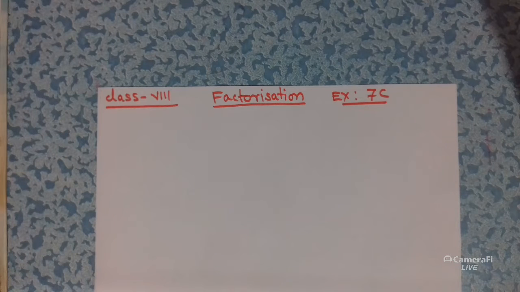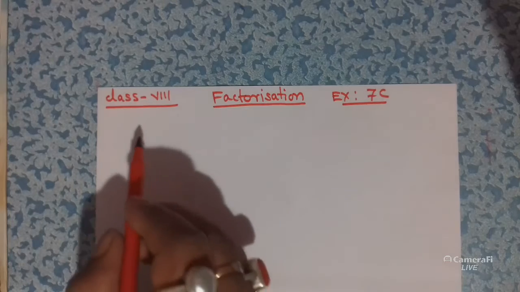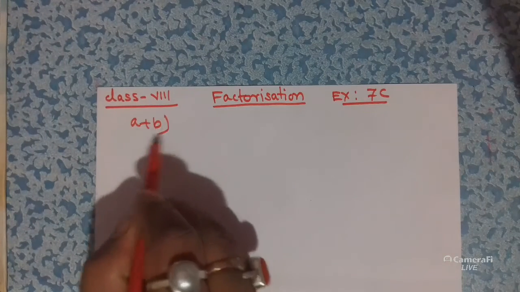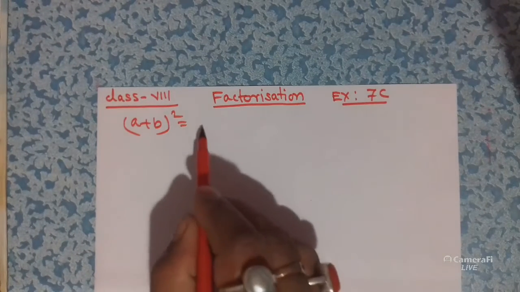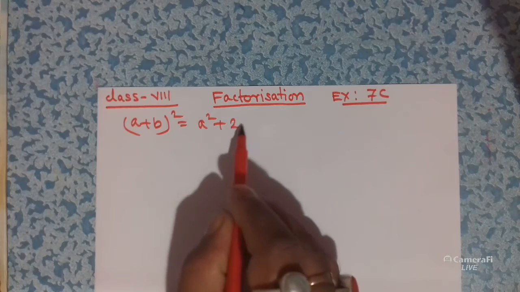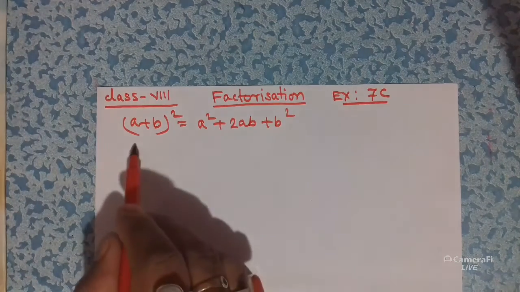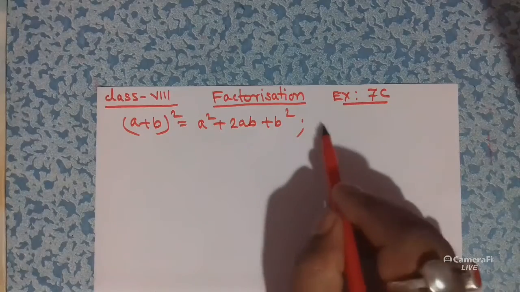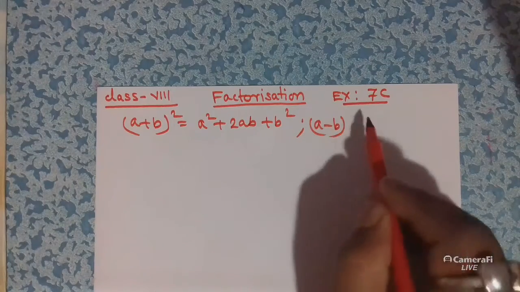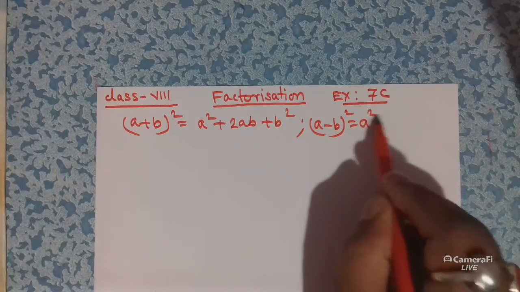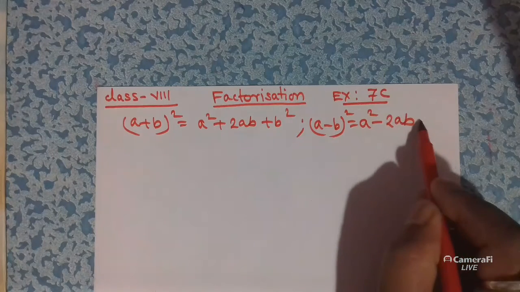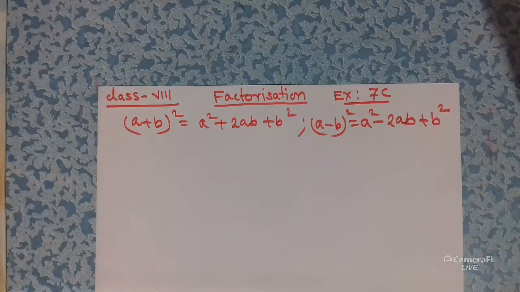For this particular exercise we basically use the formula: a plus b whole square, that means a square plus 2ab plus b square, and a minus b whole square is equal to a square minus 2ab plus b square. So we are going to use these two formulas for this exercise.